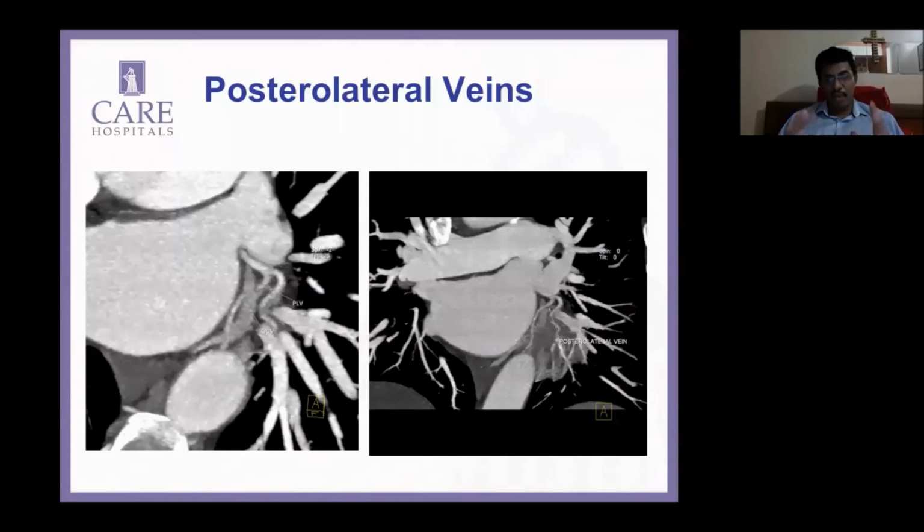But we're giving a one-stop shop for the EP guys, both in terms of scarring, in terms of dyssynchrony, in terms of coronary artery anatomy and coronary venous anatomy. So I think it's a nice kind of thing to give them this kind of information. Makes life very easy in the cath lab after that. Yes.